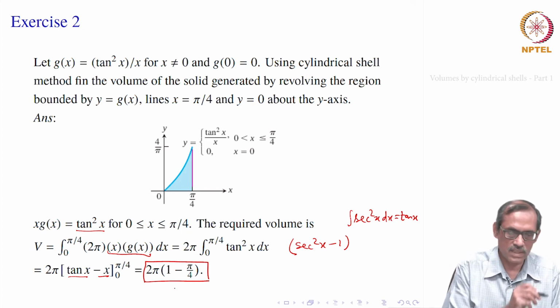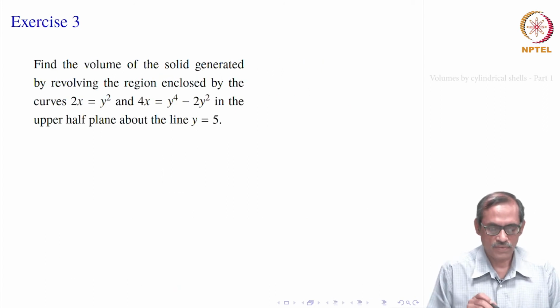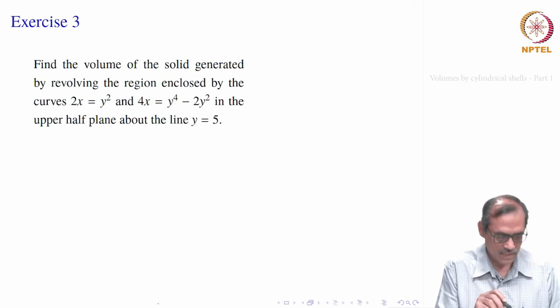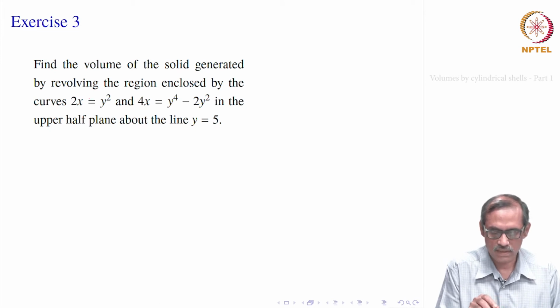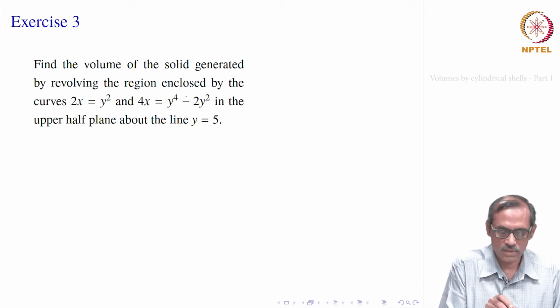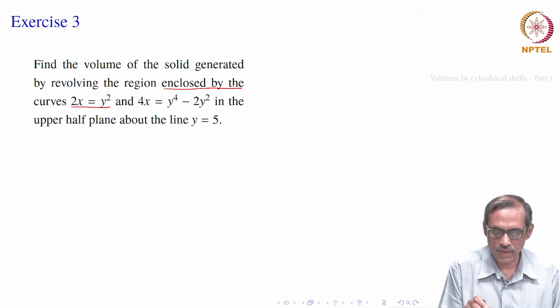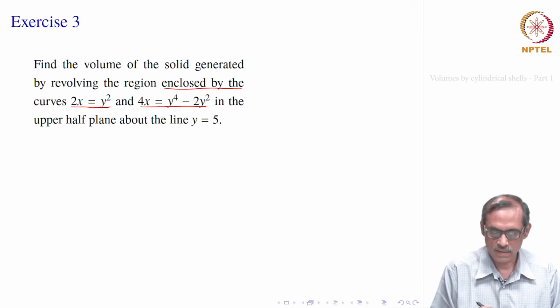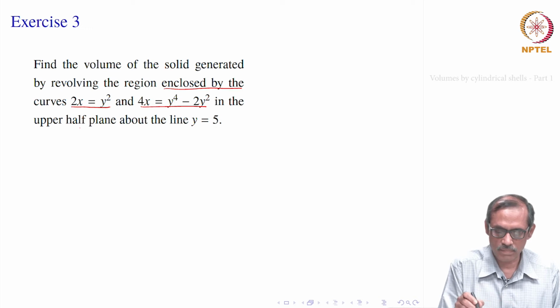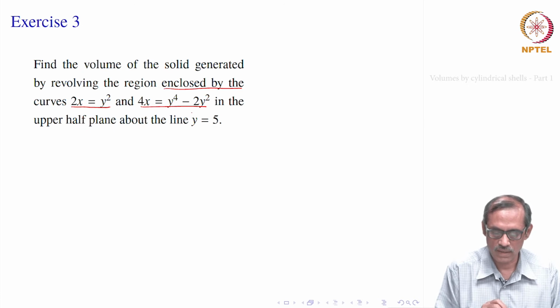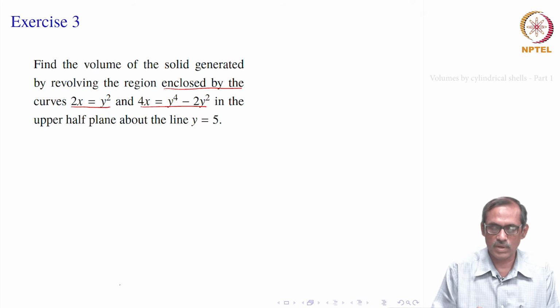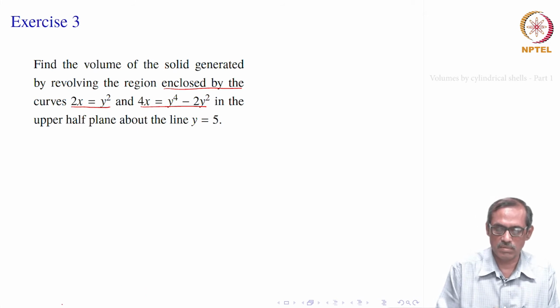Now, let us solve another problem. Find the volume of the solid generated by revolving the region enclosed by the curves 2x equal to y square and 4x equal to y fourth minus 2y square in the upper half plane, right. So, in the upper half plane we have the region 2x equal to y square, 4x equal to y fourth minus 2y square, and we are revolving this region about the line y equal to 5. We want to find the solid of such revolution.